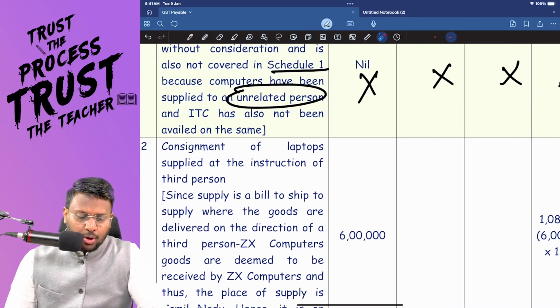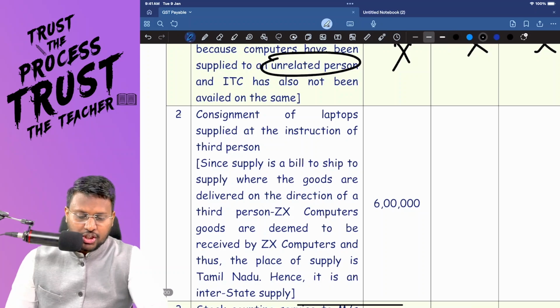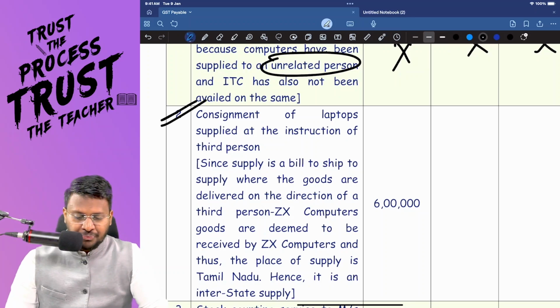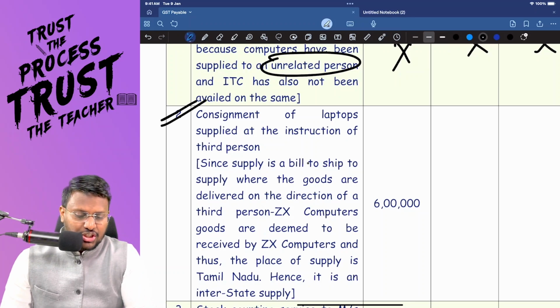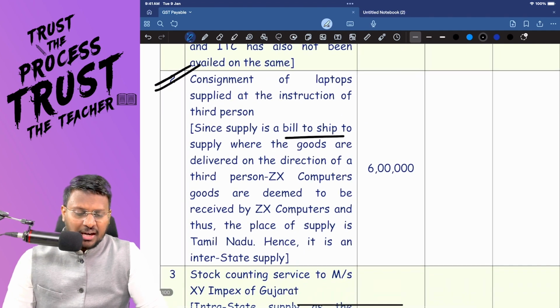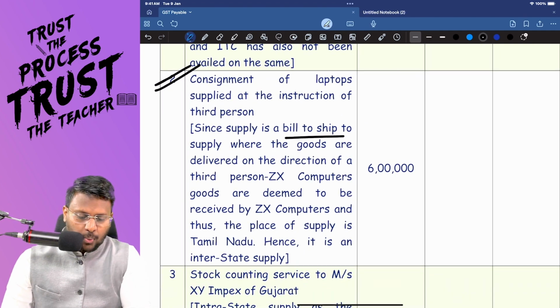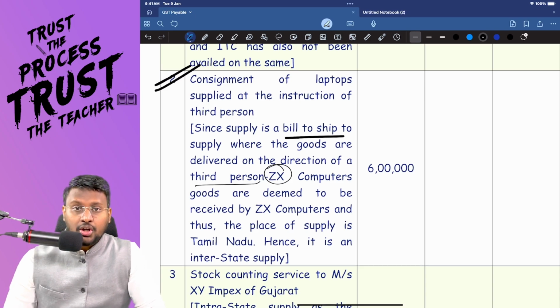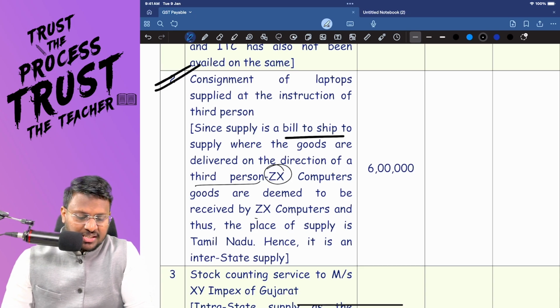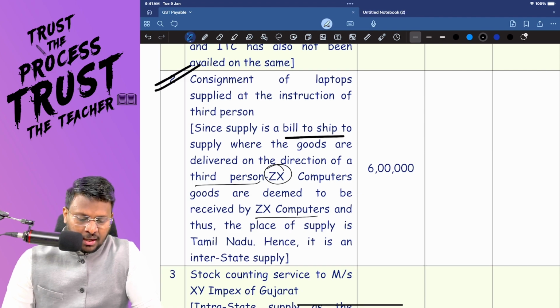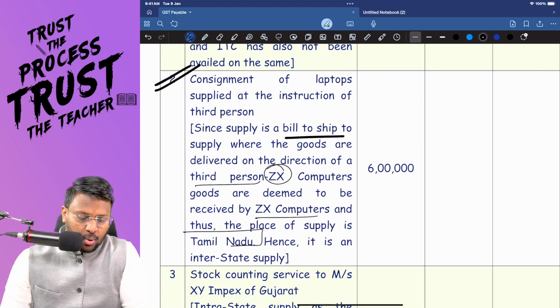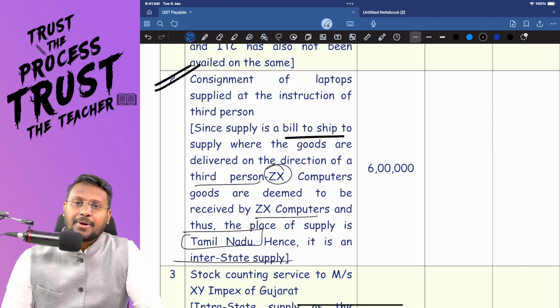Consignment of laptop supplied at the instruction of what person? Third person. Since the supply is a bill to ship supply, where the goods are delivered on the direction of the third person, ZX Computers, goods are deemed to be received by ZX Computers, and the place of supply is Tamil Nadu. Hence, it is an inter-state supply.